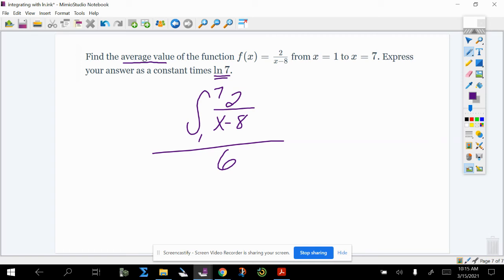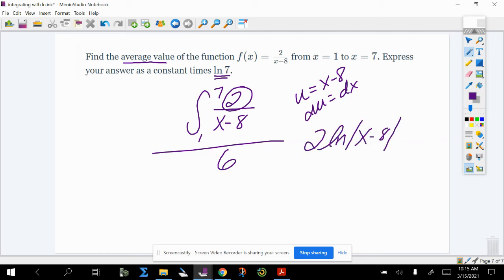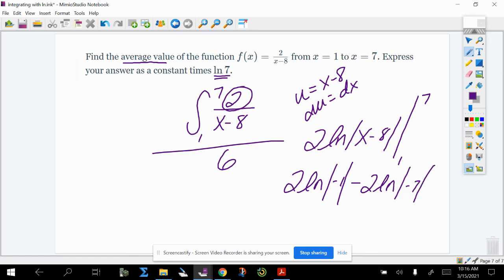So your u is going to be x minus 8. The derivative of x minus 8 is just 1 or dx, so no adjustment. Now this 2, I don't need it, so it's going to come to the front. So it's going to be 2 natural log of x minus 8. Here's where the absolute value actually impacts things here. So we're going from 1 to 7. So we're going to get 2 natural log of 7 minus 8 is negative 1. We're going to take the absolute value, so it's just going to be the natural log of 1, minus 2 natural log of 1 minus 8, which is negative 7.